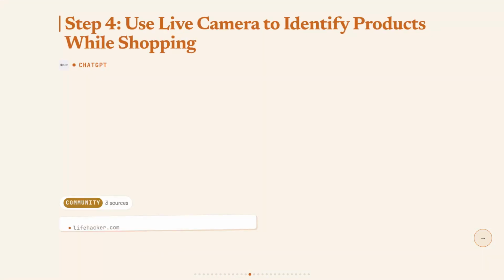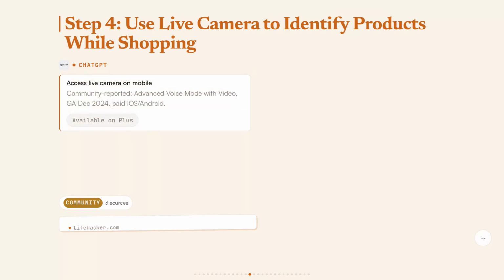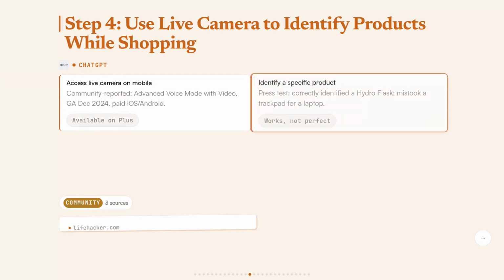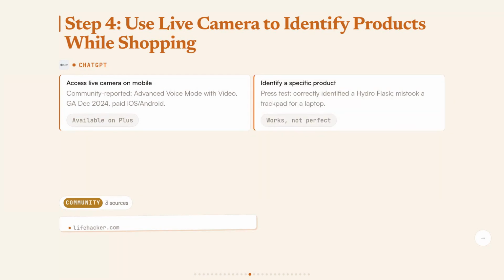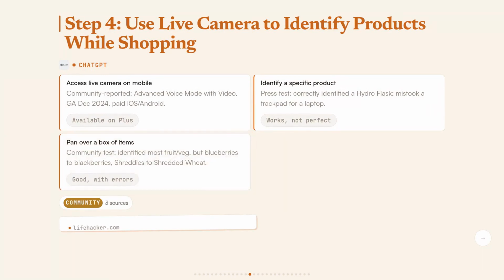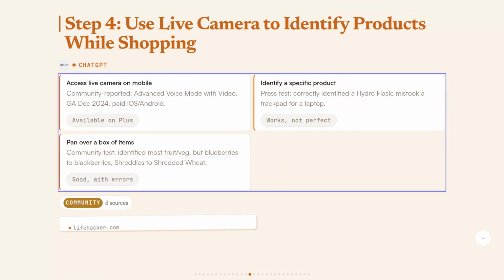I had to run through the press tests on this one twice because the results are kind of all over the place. A Lifehacker test correctly identified a Hydro Flask, but called a trackpad a laptop. And a community test got most fruit and veg right, but swapped blueberries for blackberries and Shreddies for shredded wheat. So it's genuinely useful for broad product ID, but don't trust it on items that look similar.